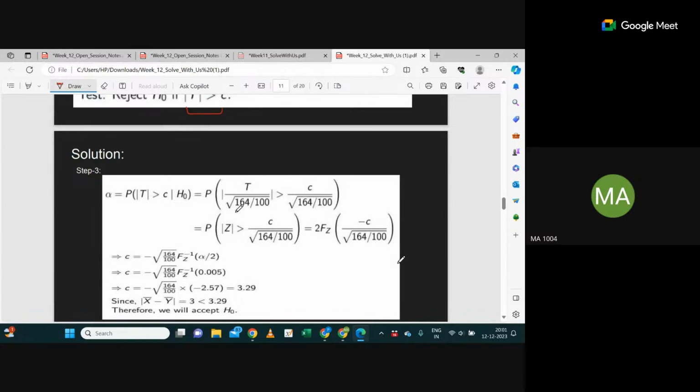So now if you see, I will proceed with alpha. Alpha is the probability of rejecting H naught. So alpha is what? Let me write down: probability of rejecting H naught when H naught is true. I will reject H naught when modulus of T is greater than C. Now we know modulus of T is what?